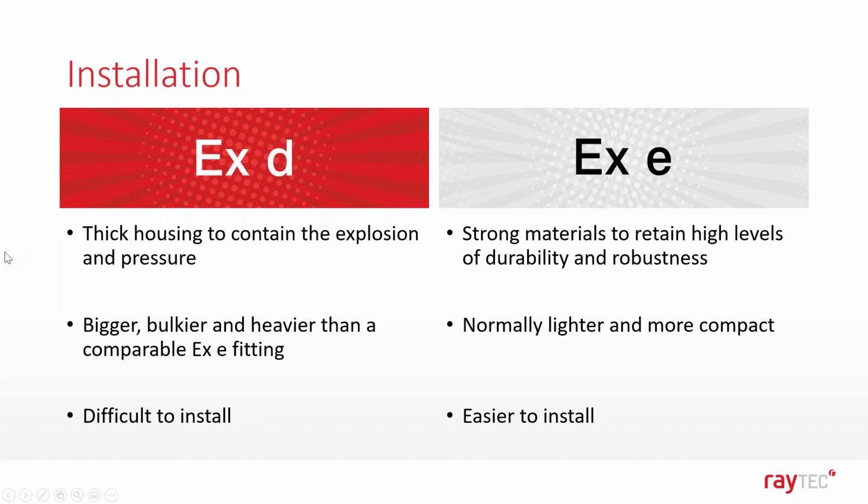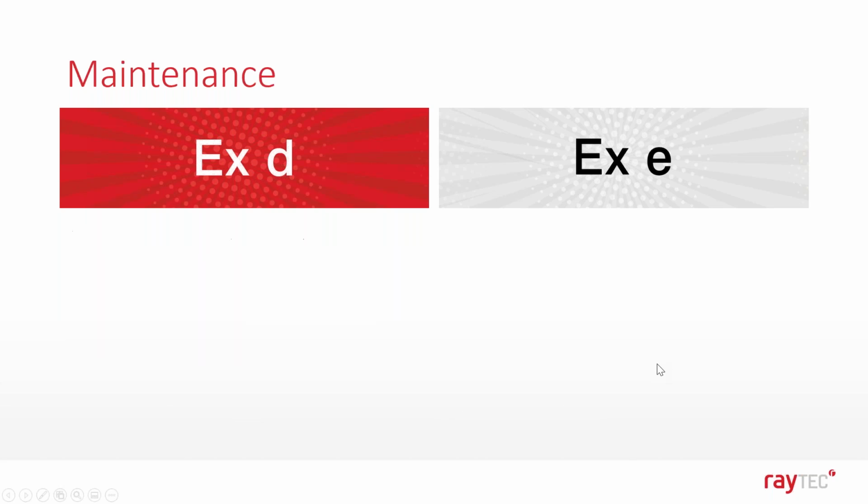If you compare a Spartan luminaire to a typical EXD luminaire, they are both constructed of aluminium, so have the same marine grade properties and durability. But the removal of the design and manufacturing constraints from EXD to EXE means they are lighter and encompass more modern manufacturing methods. So moving on to maintenance now.